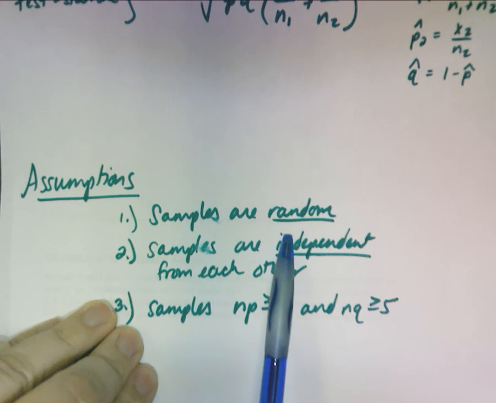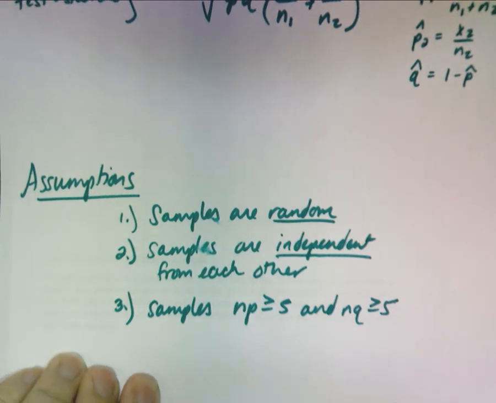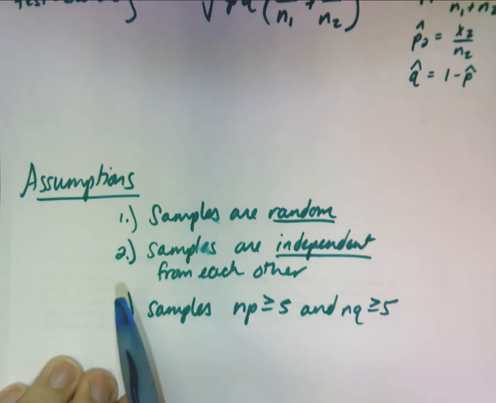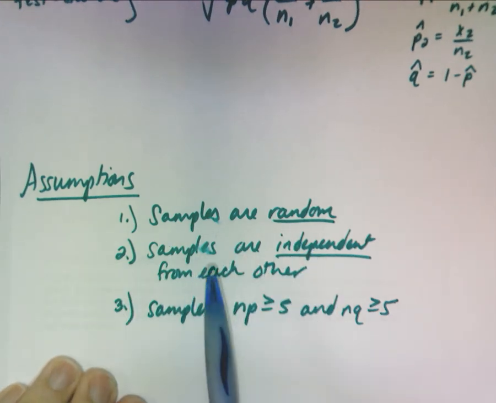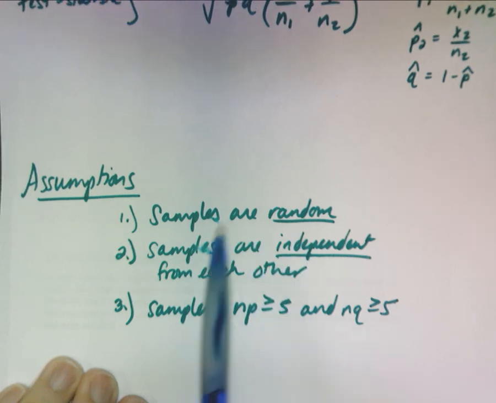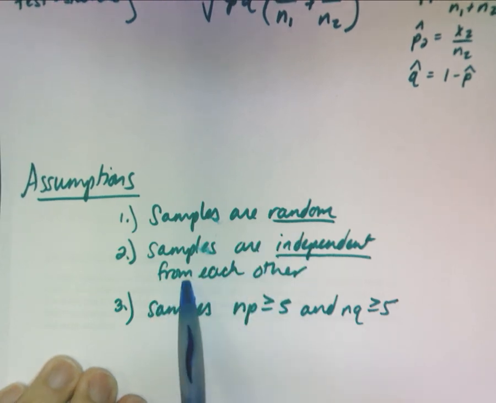Assumption number 1, samples are random. Obviously, even in your project, I want you to do something random. I know you're probably going to do your polls on Instagram or ask people around you, but try to be random about it. Oh, I collected every 5th person. Something random, please. Samples are independent from each other.